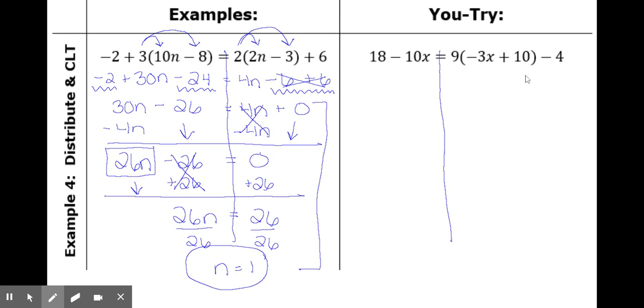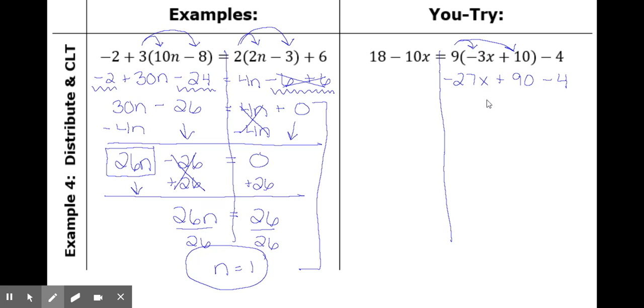Now take a look at the right-hand side. Can the right-hand side be simplified? Yes. Right off the bat, I see parentheses. That tells me I have to simplify and distribute. So let's multiply in. 9 times negative 3x is negative 27x. 9 times 10 is a positive 90. The negative 4 is not part of the parentheses, so it does not get distributed. However, it does get brought down. It's still part of the problem.